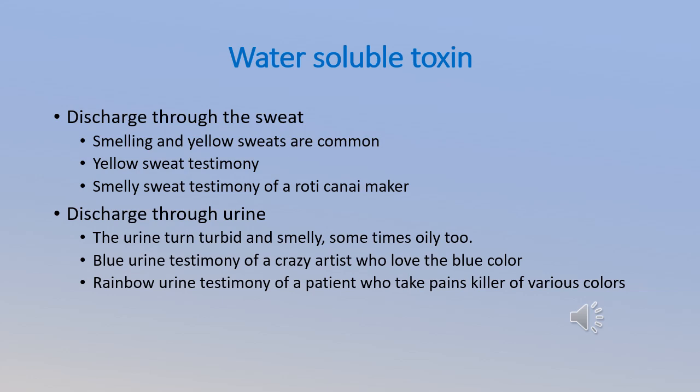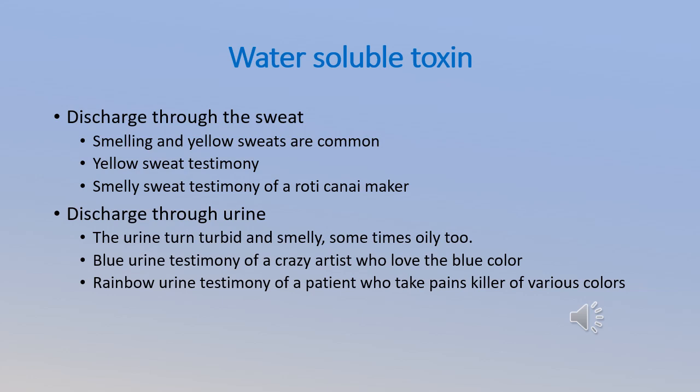Now, urine is even more common. Many people after taking it find the urine turns turbid, smelly, and sometimes becomes oily also. Then we have two very funny testimonies. Last time in Kedah State, there was a very crazy artist. He loved the color blue. In his drawing, everything is blue. The tree is blue, the moon is blue, the heart is blue, the beautiful woman in the drawing is also blue. Then when he took Ganoderma, the urine came out also blue.